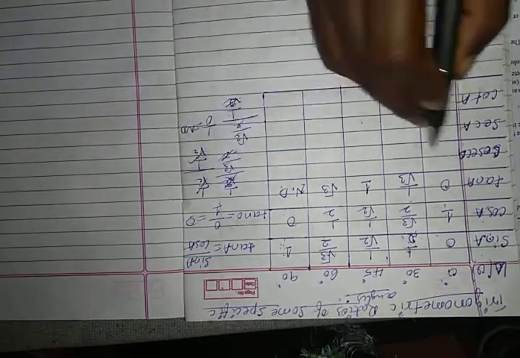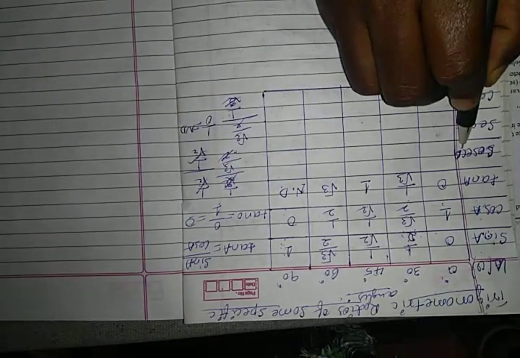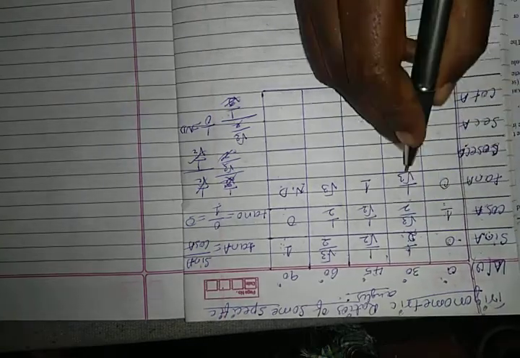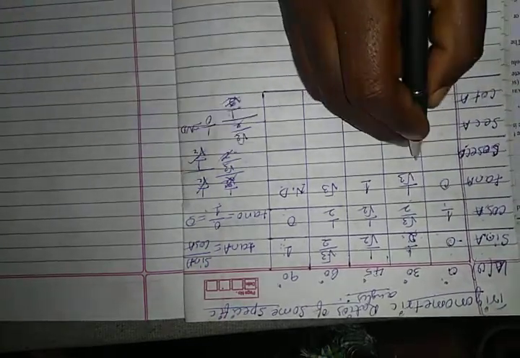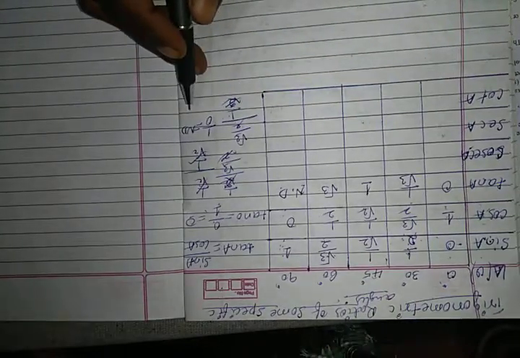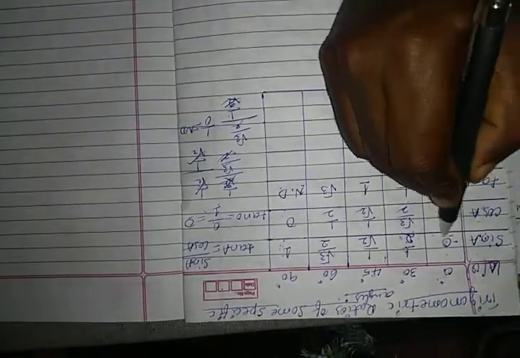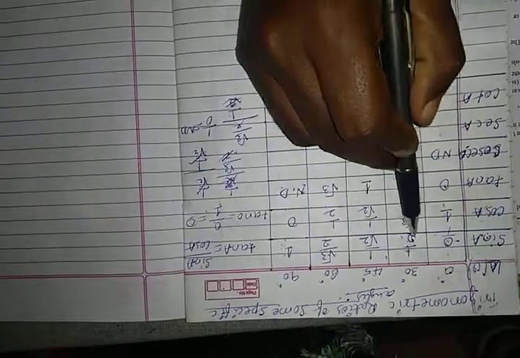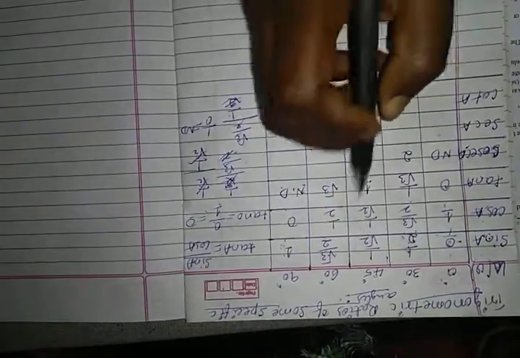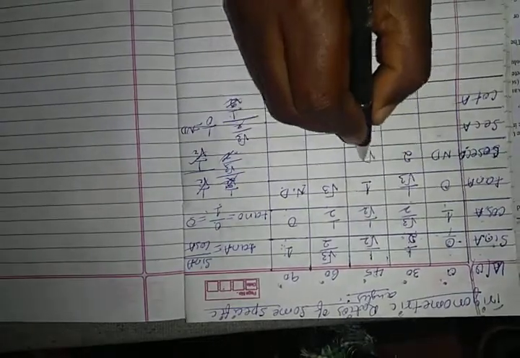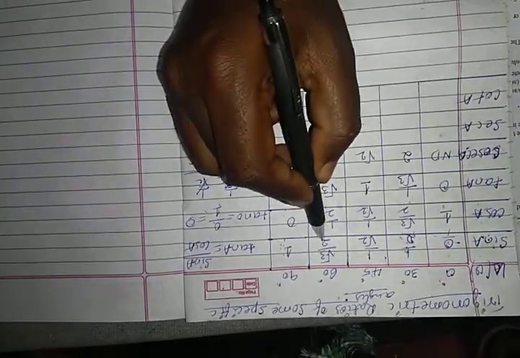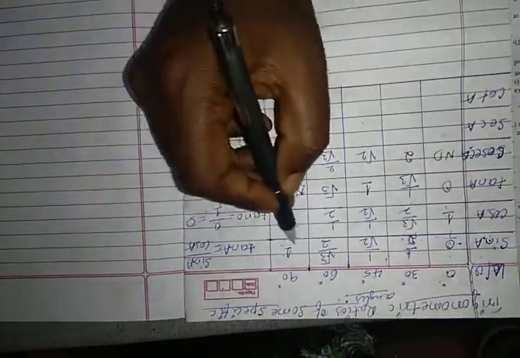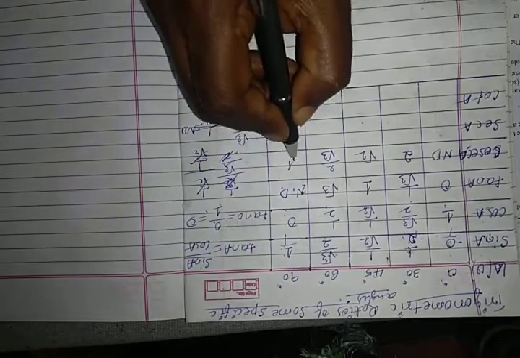So let us see cosecant. Cosecant is the reciprocal of sine. Here it is 1 by 0, not defined. This is reversed. 2 divided by 1 is 2, and root 2 divided by 1 is root 2, and 2 divided by root 3, and 1 divided by 1 is also 1.